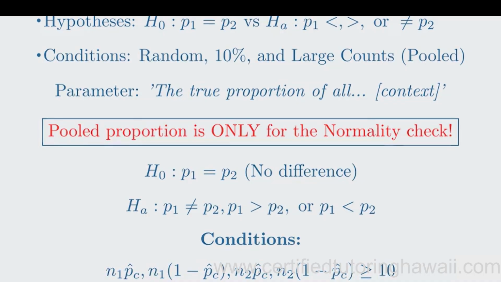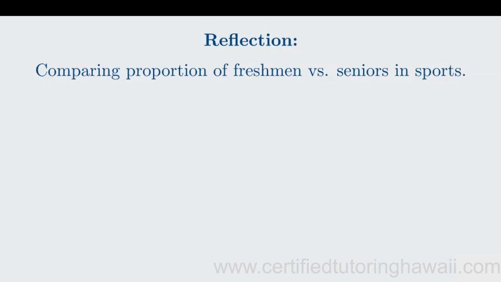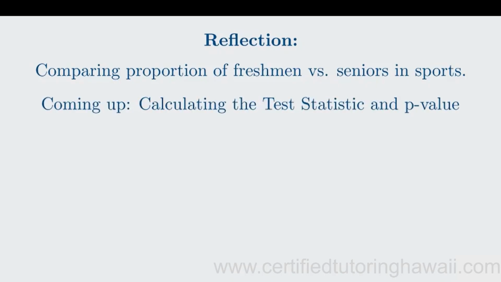Think about a scenario in your own school. If you wanted to compare the proportion of freshmen who play sports to the proportion of seniors who play sports, what would your null and alternative hypotheses look like? Taking the time to set up these components correctly is half the battle in statistics. In the next topic, we will use this setup to actually calculate the test statistic and the p-value to reach a conclusion.